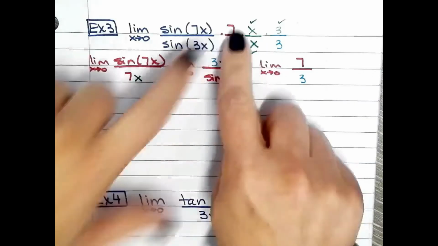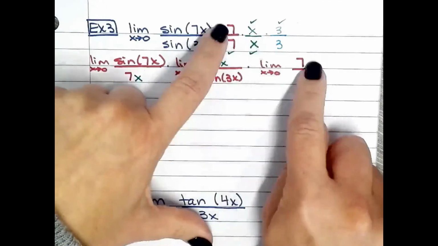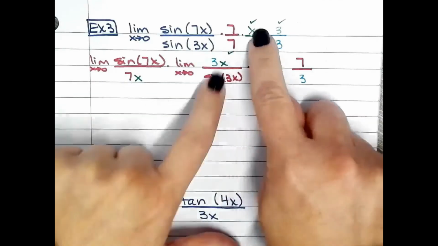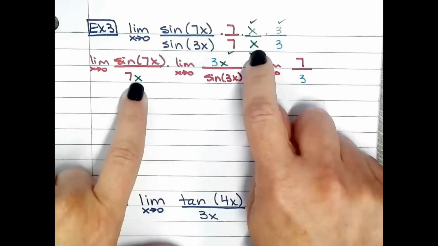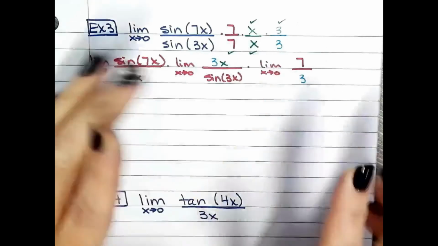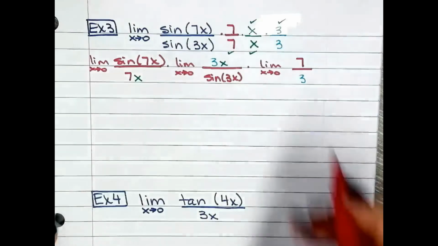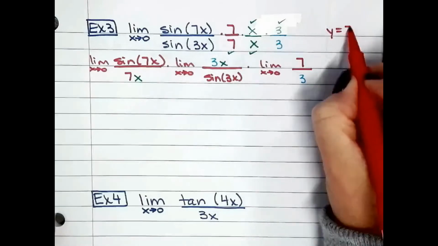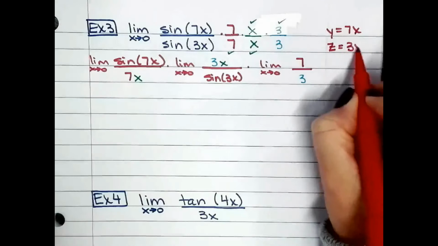Okay? That will account for everybody. So 7 in the numerator, 7 in the denominator. I mean, not x, you know what I'm saying. X right there, 3 right there, and 3 in the denominator. Okay, now that's beautiful because I can just call y equals 7x and I can call z equals 3x.